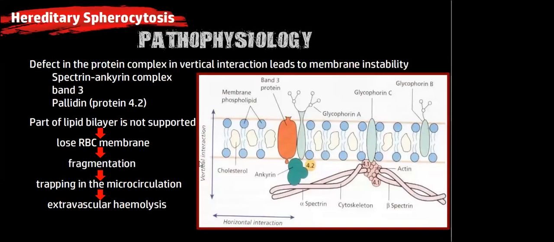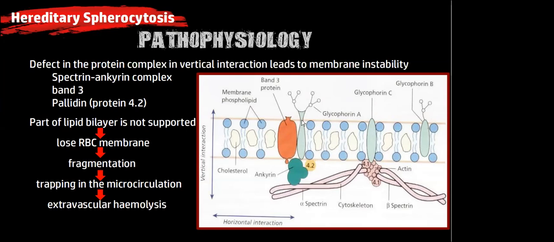And a little bit on the pathophysiology in hereditary spherocytosis. The defect in the protein complex in the vertical interaction leads to the membrane defect. When we talk about the vertical interaction, we are referring to proteins such as spectrin, the ankyrin complex, band 3 protein, and also protein 4.2. So it is either due to deficiency or functional abnormalities, but normally due to protein deficiency.